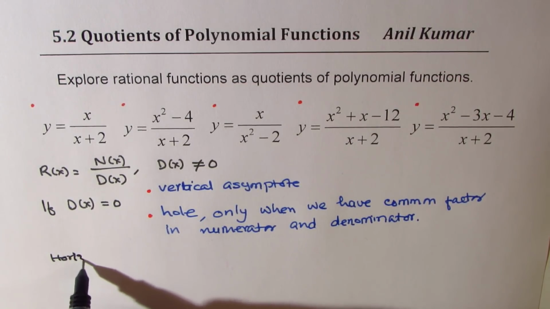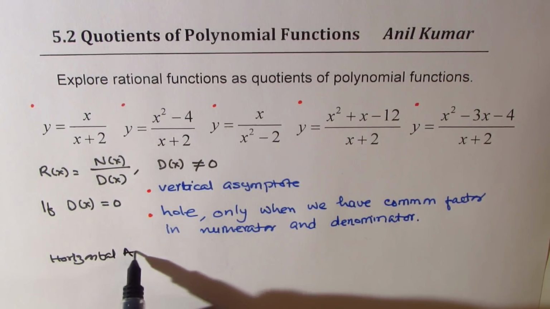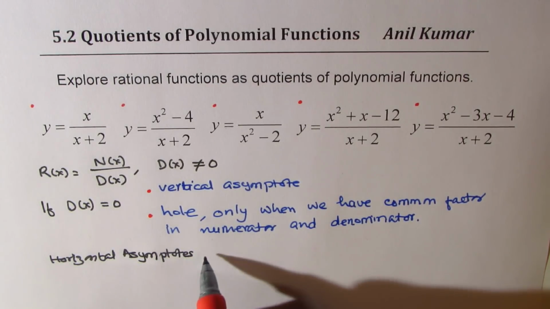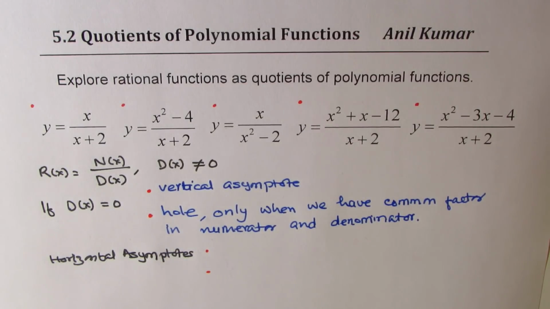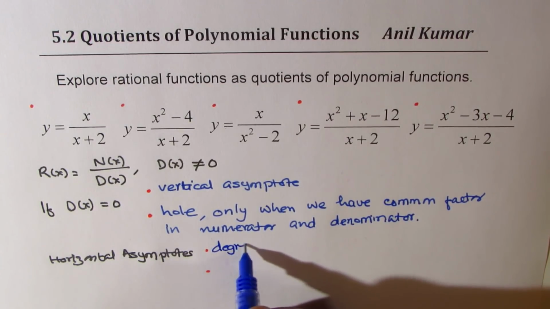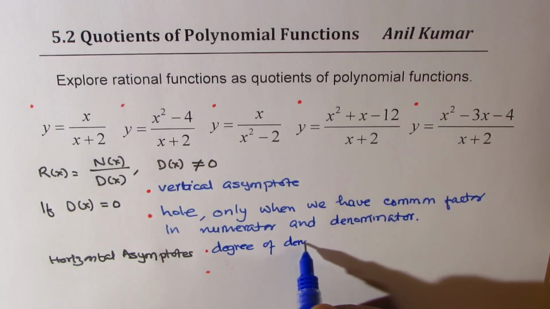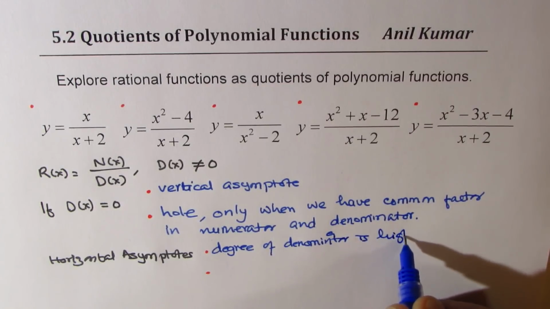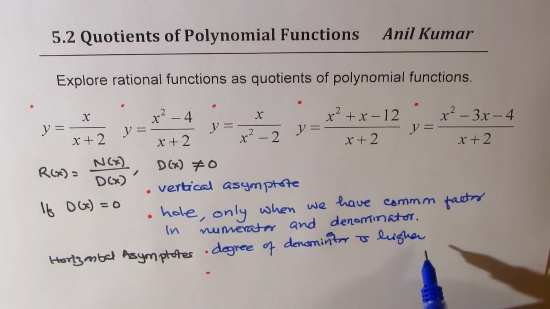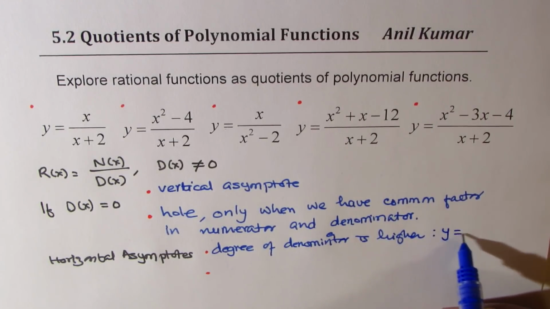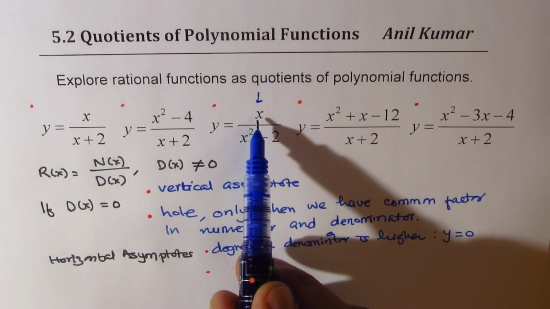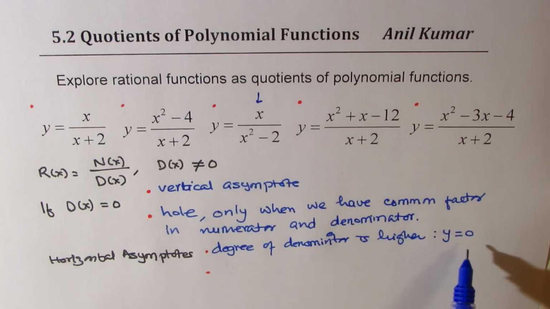Second, we could have horizontal asymptotes. Now, horizontal asymptotes we could have in 2 conditions. Condition 1 is when the degree of the denominator is higher. If the degree of the denominator is higher, then the horizontal asymptote is y equals 0. Is it okay? Now, which is the case here? You see the degree of the denominator is 2, that of the numerator is 1. You have horizontal asymptote y equals 0.